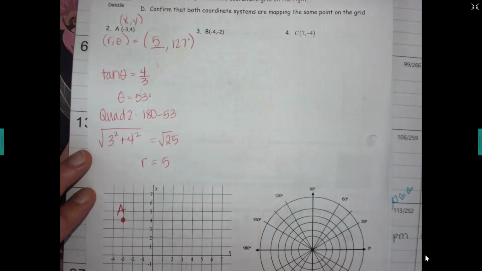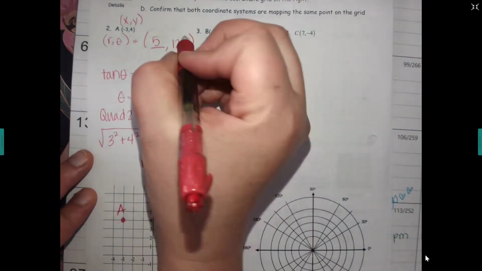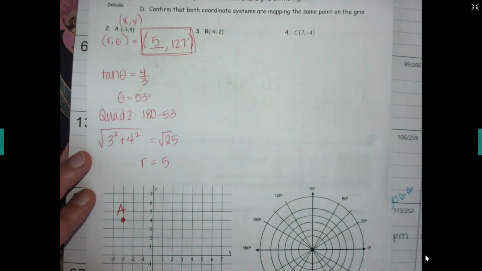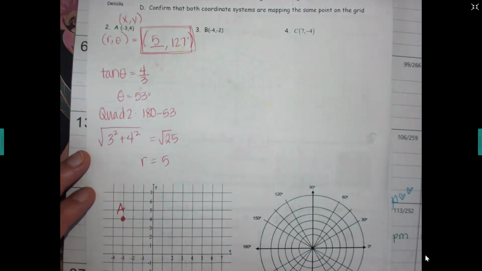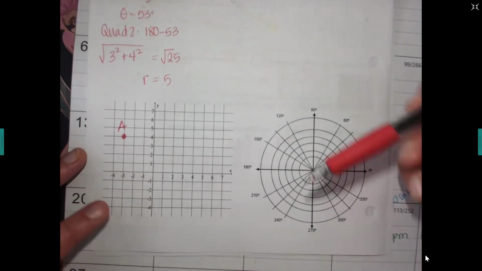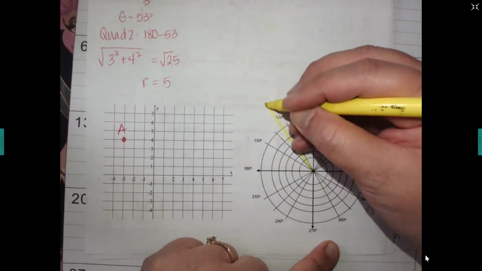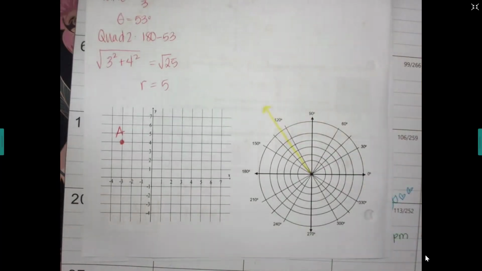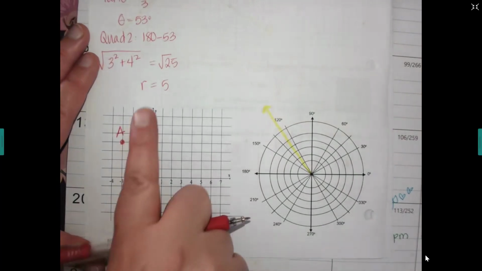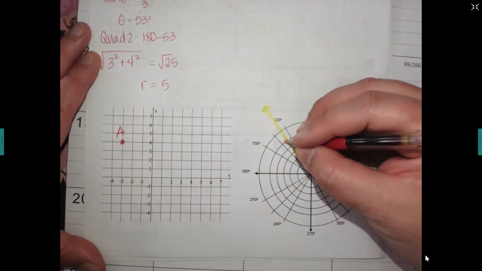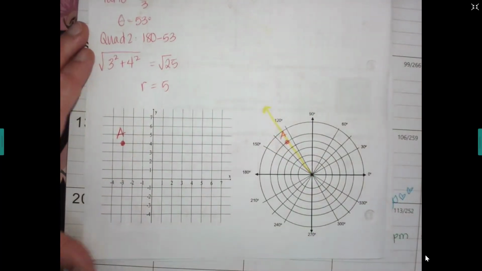Okay, then from there, I want you to come down here to your polar grid, and I want you to graph this point. Now, 127 isn't going to put you perfectly on one of the angles, but we can estimate where it would be. If this is 120, 127 might be just a little bit past there. And then how many rings out do I count? What was my r? 5. So then I'd go out 1, 2, 3, 4, 5. And you can see that whether you mapped it as an r theta or an XY, you end up in identical position. Okay? Yes.